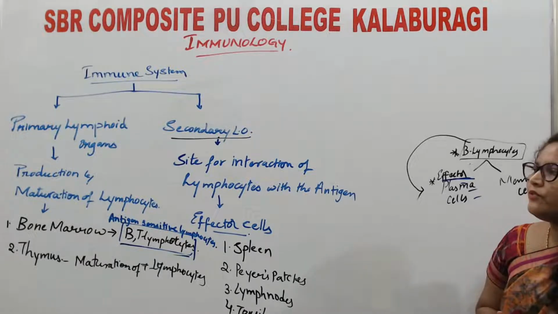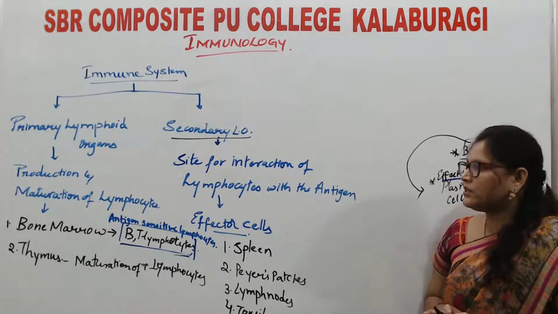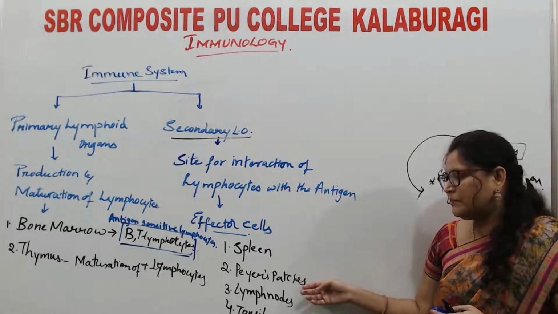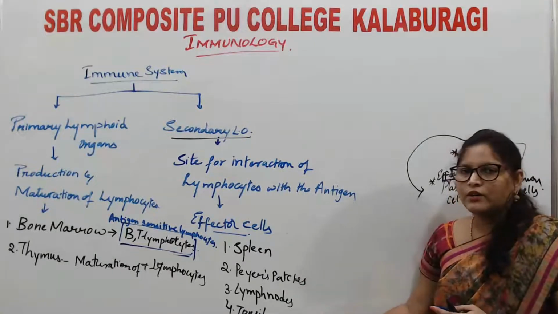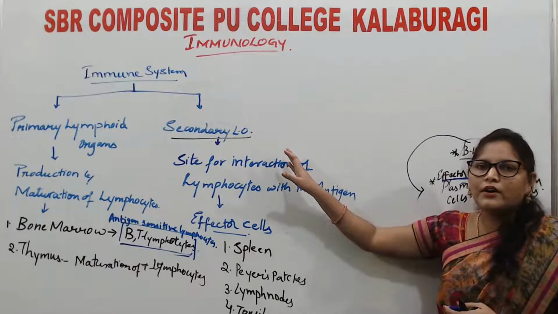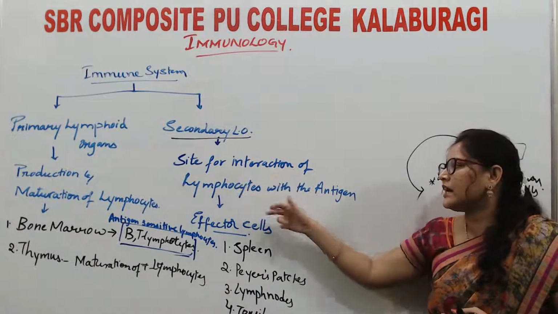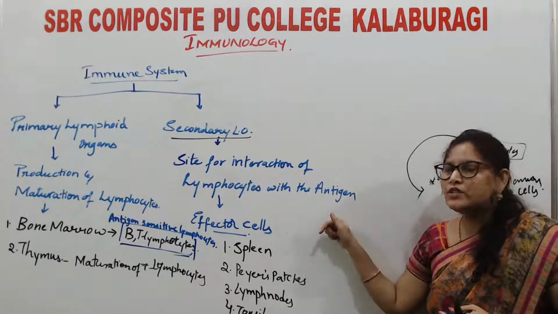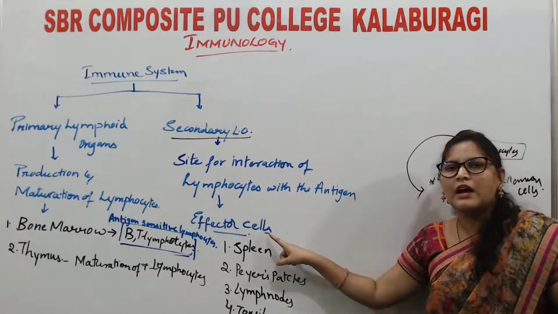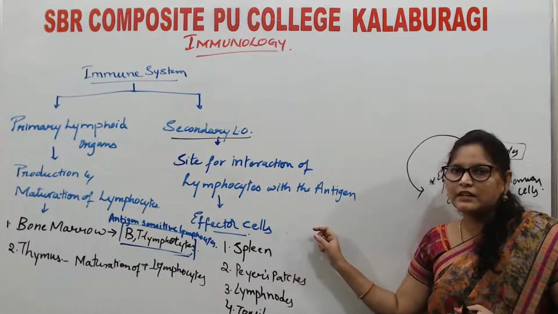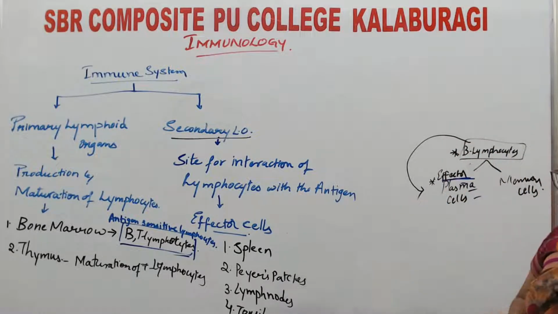So primary lymphoid organs are bone marrow and thymus. Secondary lymphoid organs are spleen, Peyer's patches, lymph nodes, and tonsils. The secondary lymphoid organs provide the site for interaction of lymphocytes with the antigen, by which the lymphocytes will become effector cells. Is that clear?